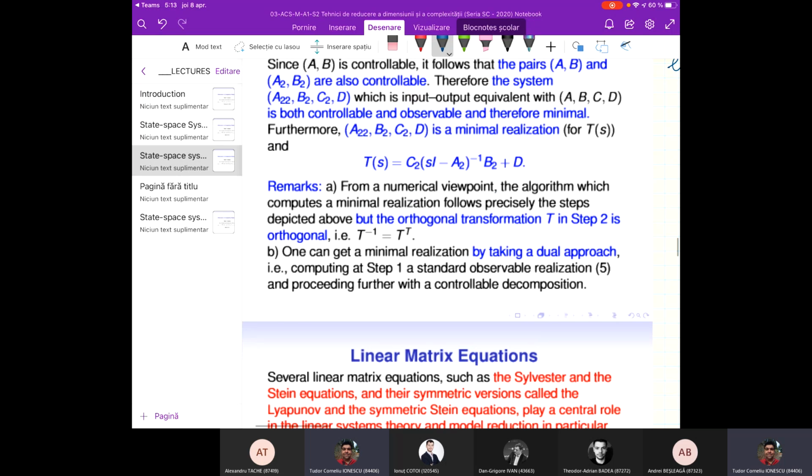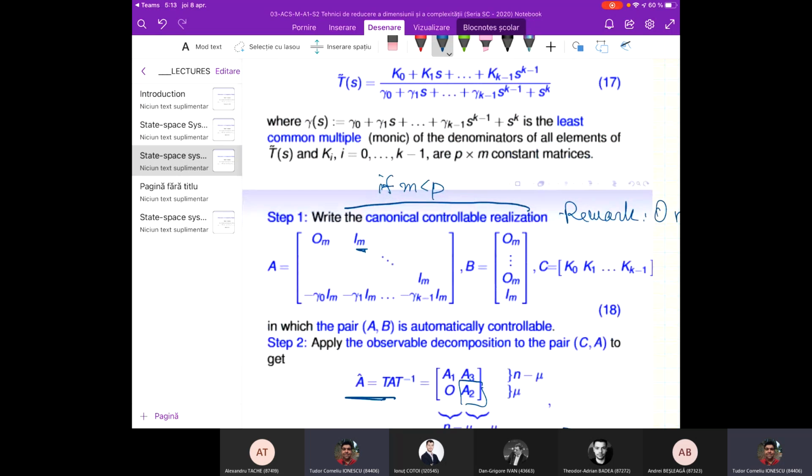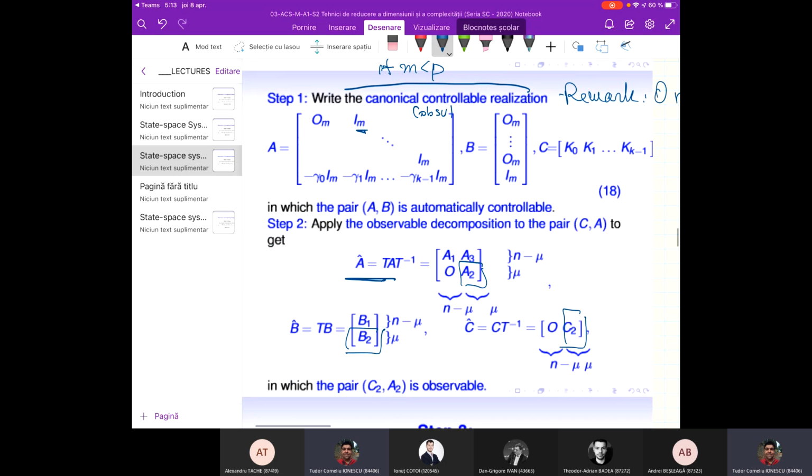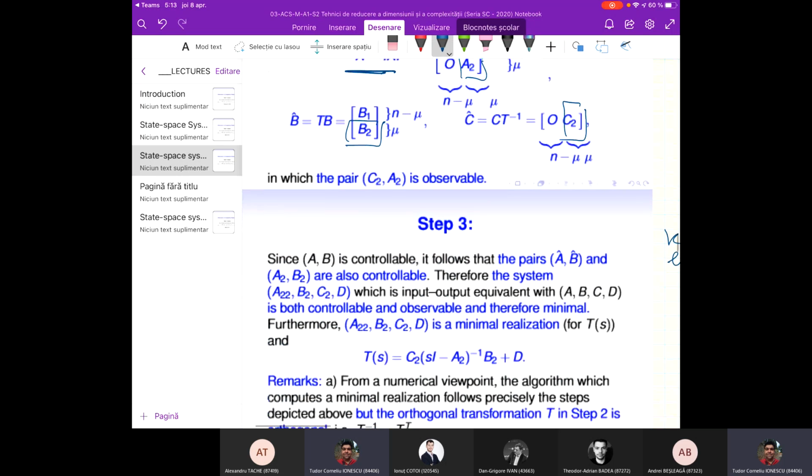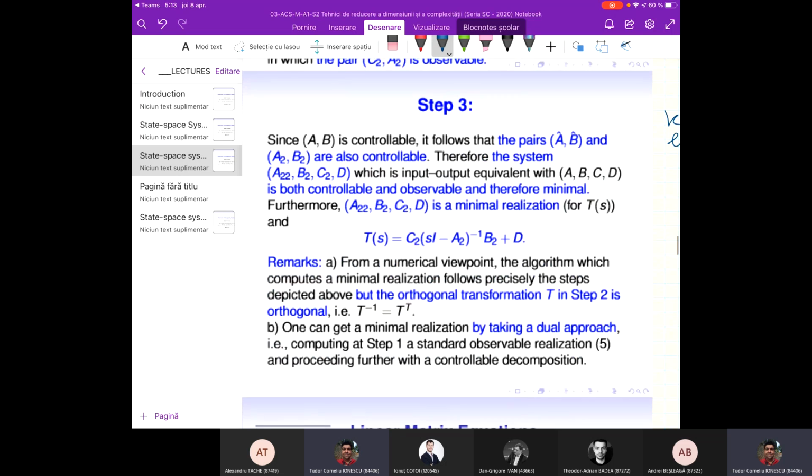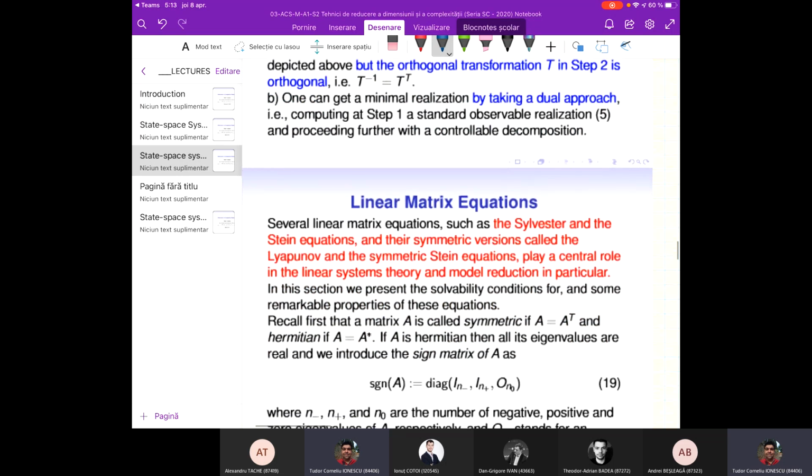Furthermore, just like I mentioned here, depending on the inspection of the number of inputs and outputs, you can start with the dual version of this algorithm. So here you compute the canonical observable realization, and here you apply a controllable decomposition. So this is the dual version of this algorithm, okay?